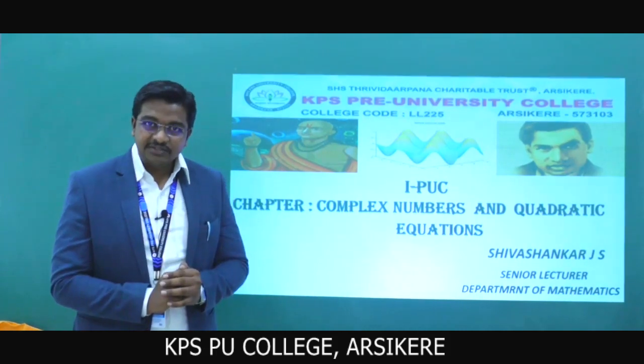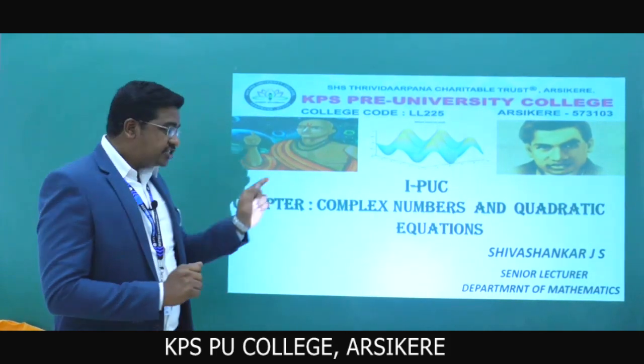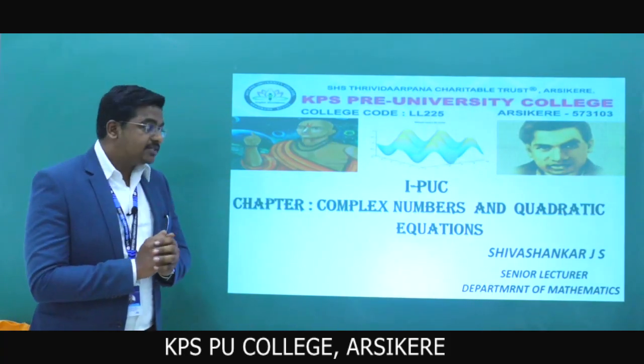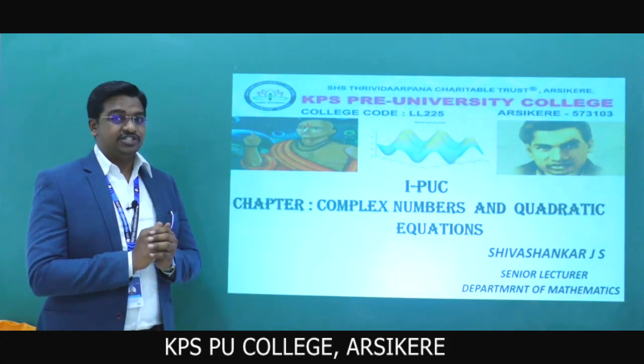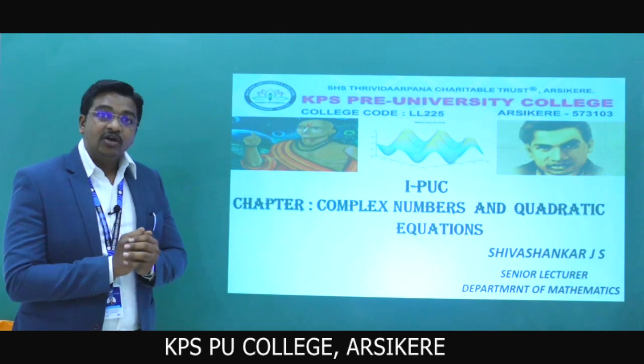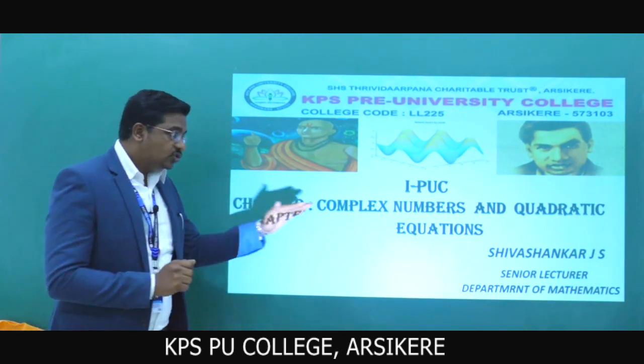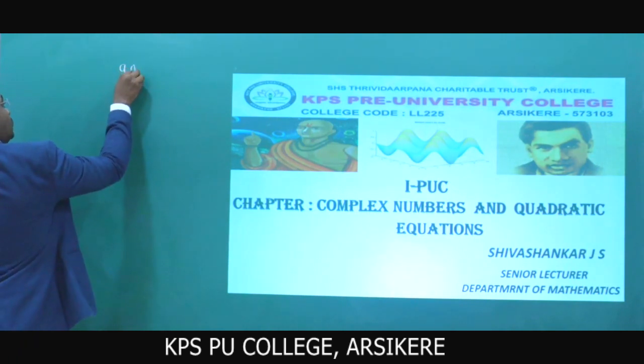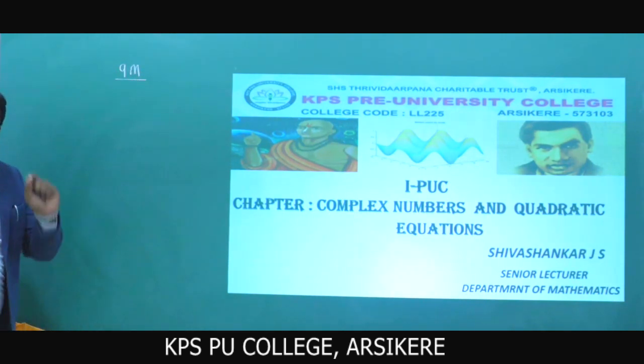So in this class, we are moving to the next chapter in first PU, and the chapter is complex numbers and quadratic equations. This chapter has a total weightage of 9 marks. Please note it down. So total weightage ಎಷ್ಟಿದೆ ನಮಗೆ 9 marks ಇದೆ.